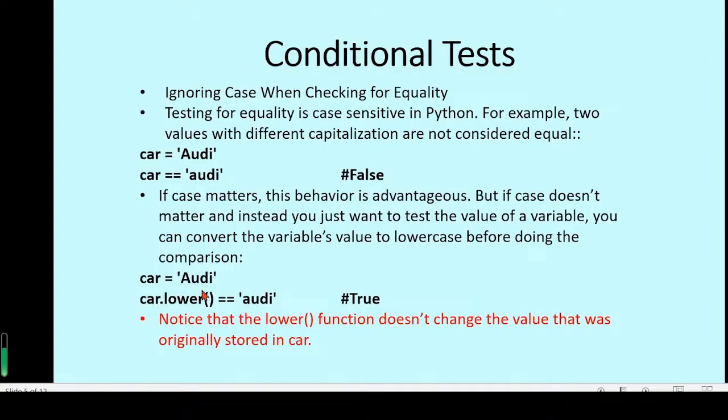So we again assign the value Audi with a title form to car. Then we check the condition if the value is equal to audi with lowercase. But before we run this double equal sign, we add car.lower to transform the car's case to lower before we do the condition test. Notice that the lower function doesn't change the value that was originally stored in car. So the car's case is still Audi. And this lower is just a temporary transform of this value to lowercase to do conditional tests.